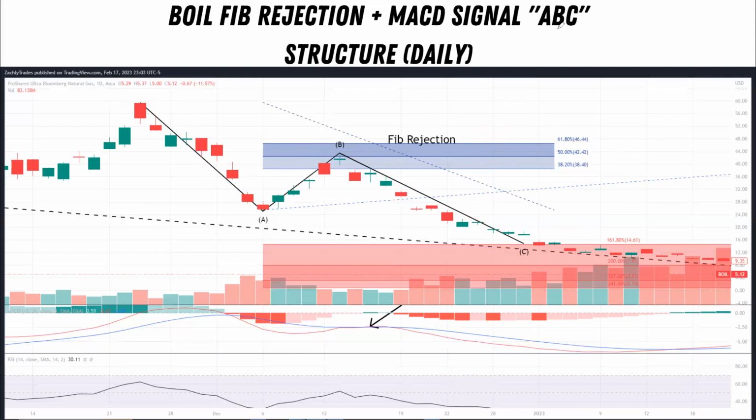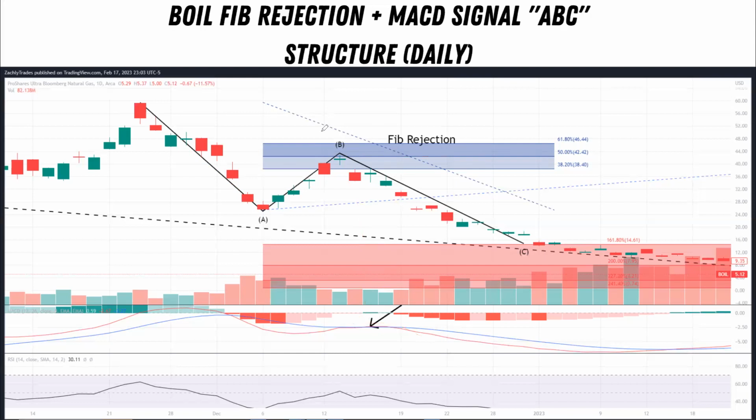Now, you can also combine that with the MACD as well. Again, this is on the daily time frame, but we see we get an A down, a B wave up retracement, and we reject exactly at our 50% retracement level. And then what do we get shortly afterwards? We get a MACD sell signal where the red line crosses below the blue line.